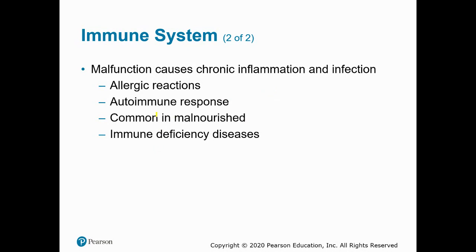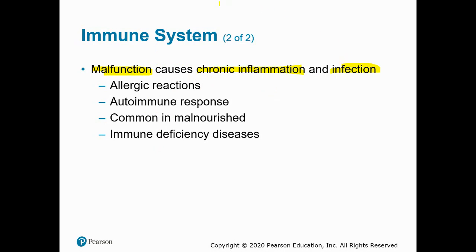So that's just a super quick Cliff Notes overview of the immune system. So now we can talk a little bit about when and where we see immune system malfunction, basically, and what the results might be. So when the immune system malfunctions, we might see chronic inflammation, and we are also going to be more susceptible to infection.